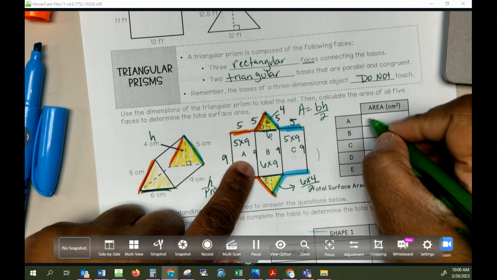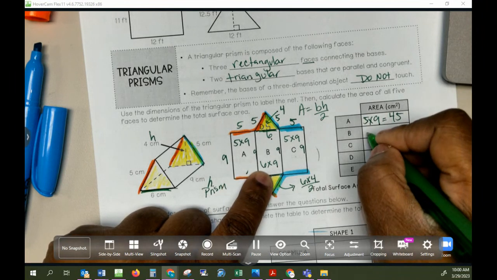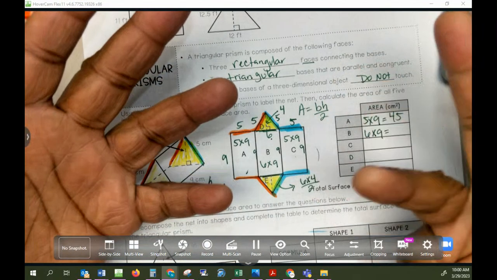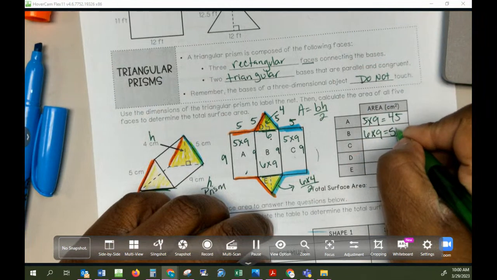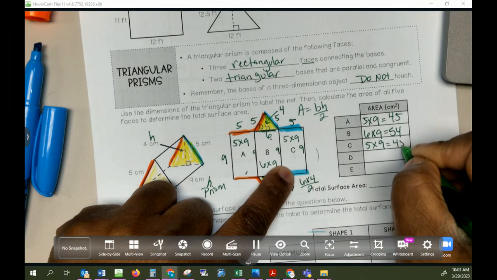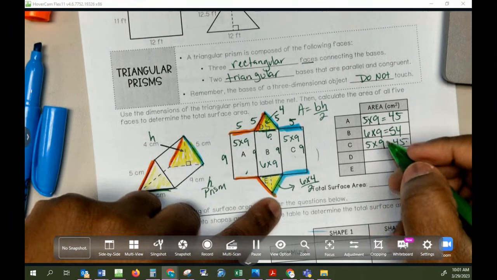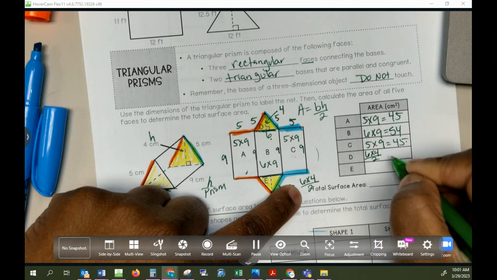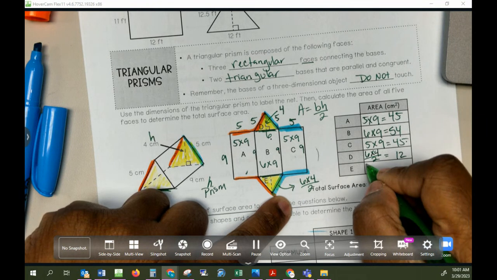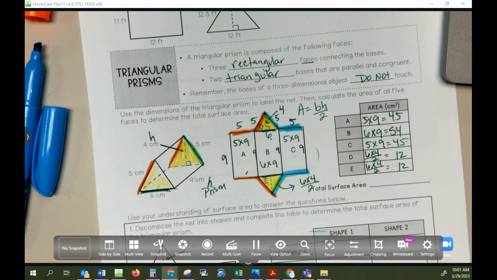So for A, we know that we said it was 5 times 9, which is 45. B was 6 times 9, which is, what's that? 54. C is 5 times 9, which is 45. So we see that happens twice. D is the triangle, so it's 6 times 4 divided by 2. So that's 24 divided by 2, so that's 12. And the other one is the very same thing, 6 times 4 divided by 2, which is 12.